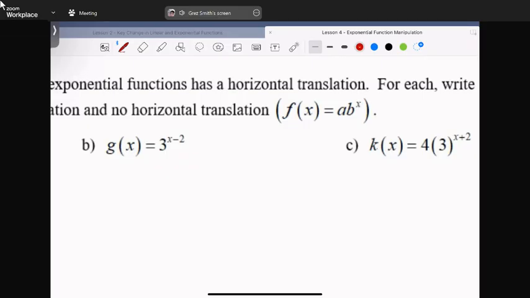Khalid, your pencil's not working. Okay. Okay, 30 more seconds.